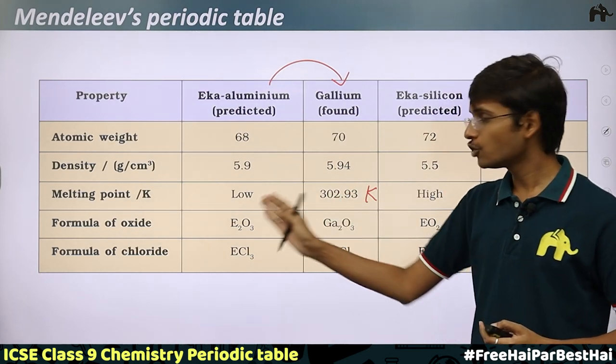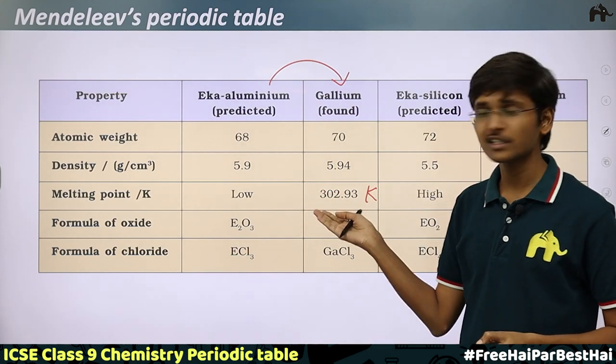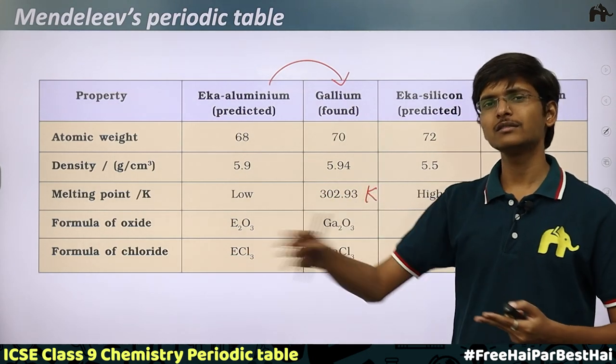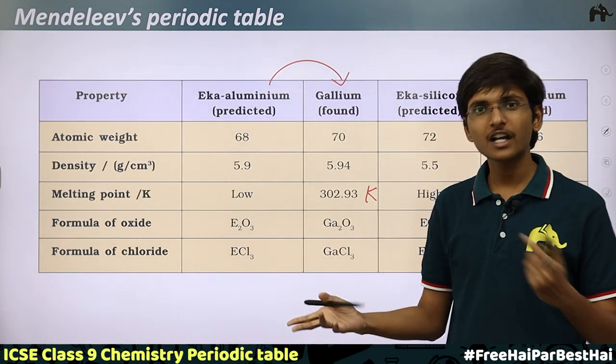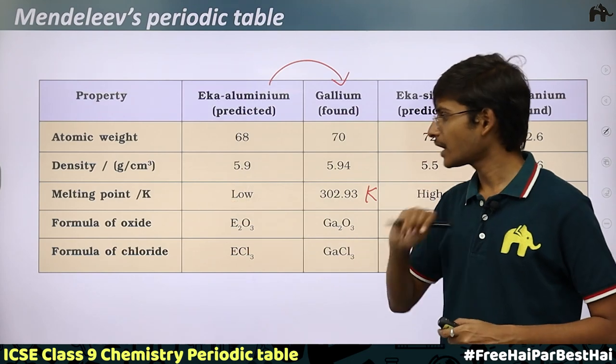So this is low. A melting point of 29 degrees Celsius for an element is very low. 29 degrees Celsius can be attained at room temperature as well. We live in 29 degrees Celsius, correct? So it's quite low, as per the prediction.